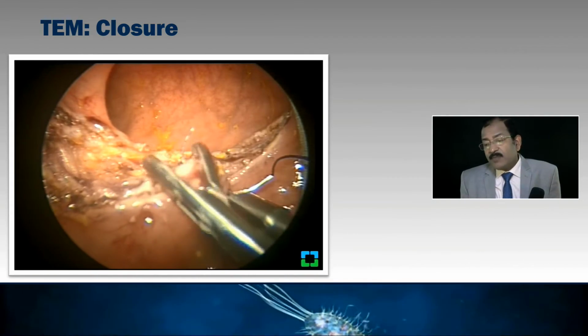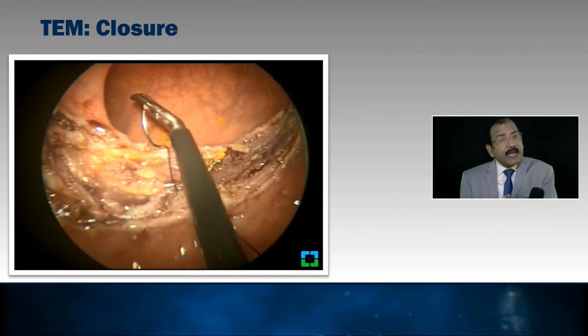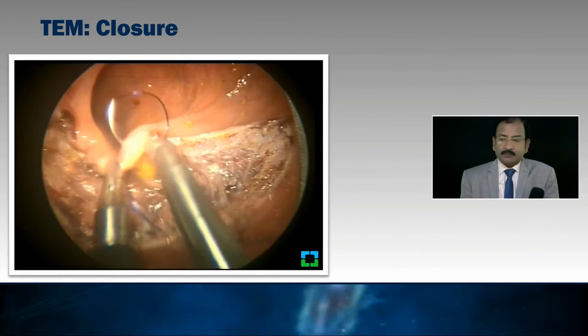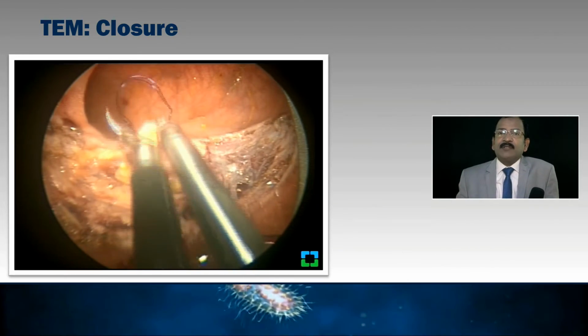Now one of the big problems is that you cannot take a wrap, you cannot tie a knot. So there is a titanium bead with which you can clamp the suture.